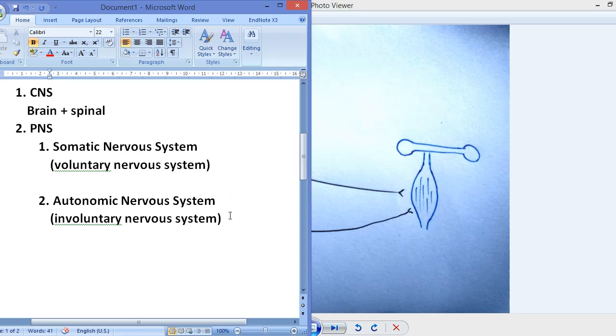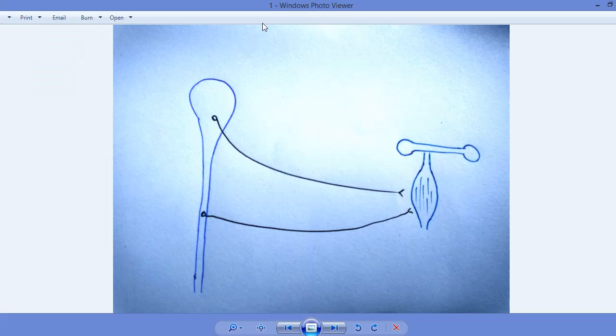The somatic nervous system controls all the skeletal muscles. You can see over here, let's suppose this is a muscle, and this muscle is connected with the bone. If a muscle is connected with the bone, that muscle will be called a skeletal muscle. Any muscle which is connected with the bone is called a skeletal muscle, and this skeletal muscle is always supplied by the somatic nervous system.